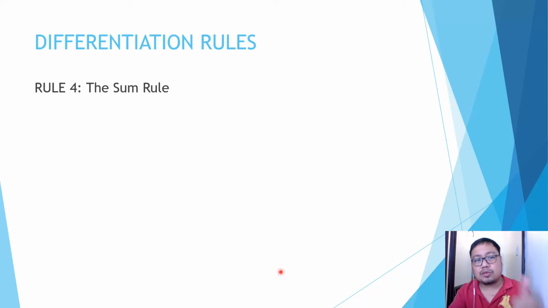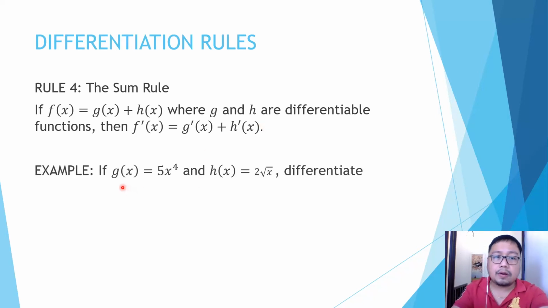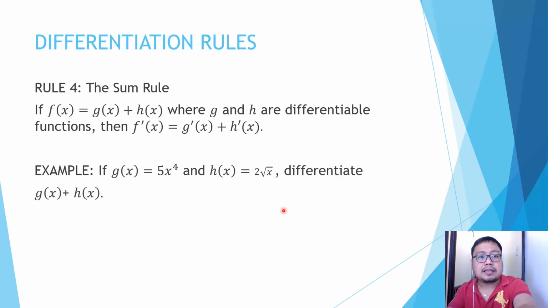Okay, next is rule number 4, the sum rule. It says that if f of x is equal to g of x plus h of x, where g and h are differentiable functions, then the derivative of the function is simply the derivative of the two functions, separately. Derivative of the g function and derivative of the h function. Let's have an example. If our function g is 5x to the power 4 and h of x is equal to 2 root x, differentiate g of x plus h of x. So separately differentiate this one and differentiate this one.